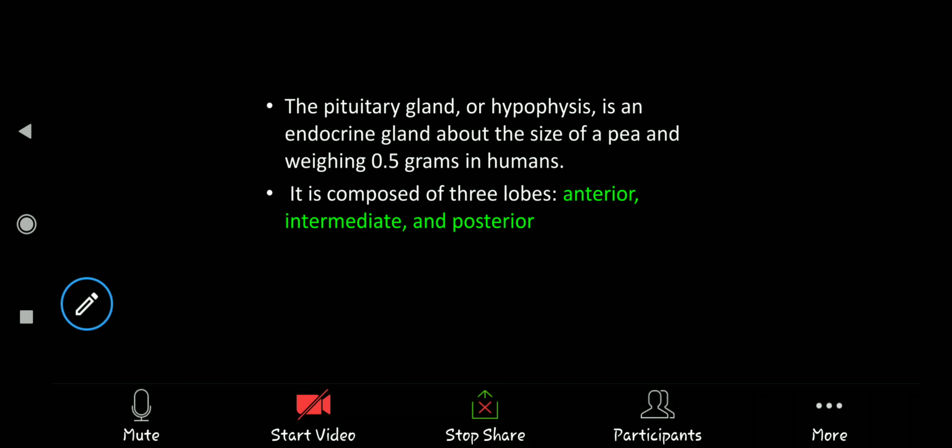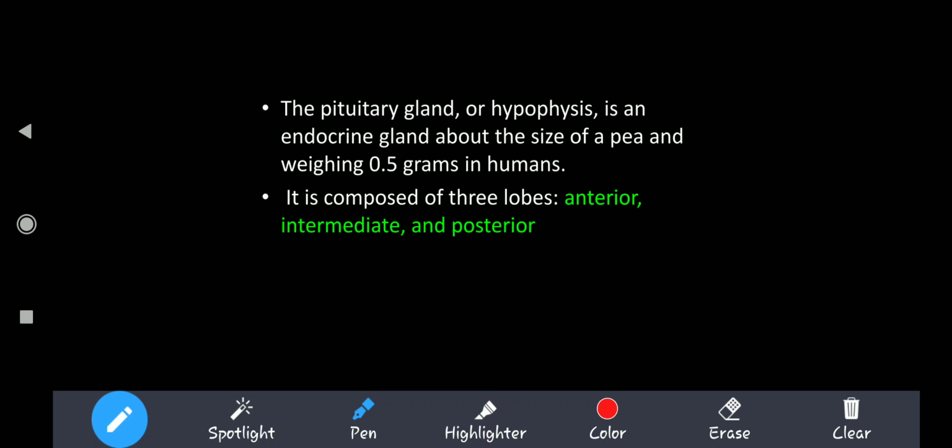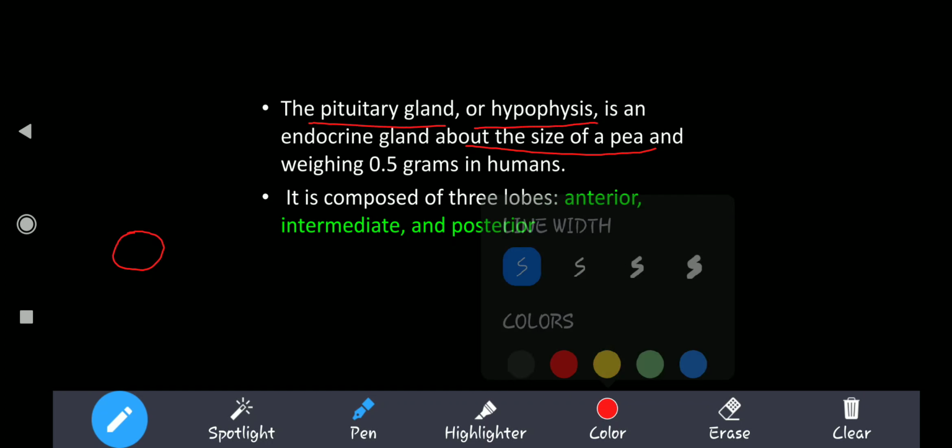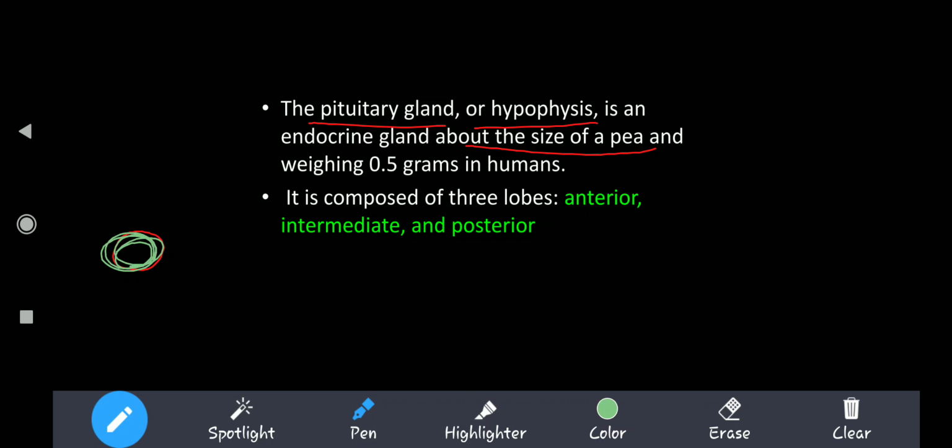The pituitary gland or hypophysis is an endocrine gland about the size of a pea. Yeah, a green pea. It is extremely small, weighing about 0.5 grams in human beings. As I discussed before, it is composed of three lobes: anterior, intermediate, and posterior pituitary.